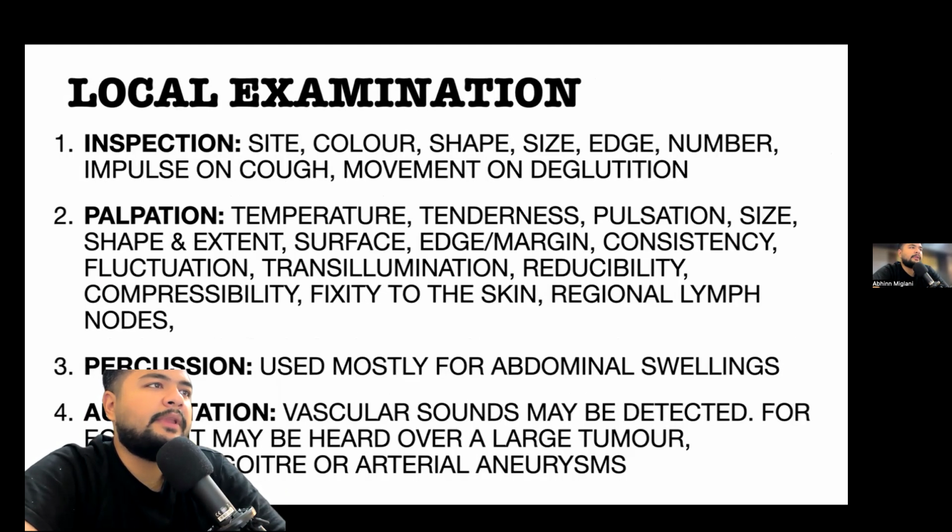For local examination, we will be inspecting first of all, then palpating, then percussing, and then auscultating. Inspection includes site, color, shape, size, edge, number, impulse on cough, movement on deglutition. On palpation, we will be checking temperature, tenderness, pulsations, shape and extent, surface, edge or margin, consistency, fluctuation, transillumination, reducibility, compressibility, fixity to the skin, regional lymph nodes.